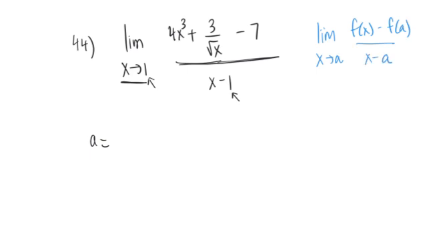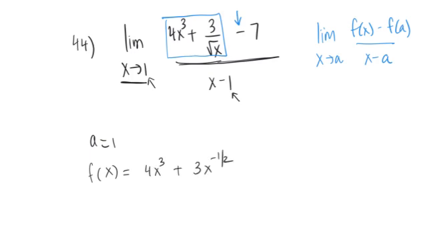F of x, here's your minus sign, right? So it looks like all of this right here is your f of x, right? So your f of x is going to be 4x cubed plus 3 over square root x, which is 3x to the negative 1/2. So if that is all true, then f of 1 should be 7. So let's just check. 4 plus 3. 1 to the negative a half is just 1. So this is 7. So that checks out.